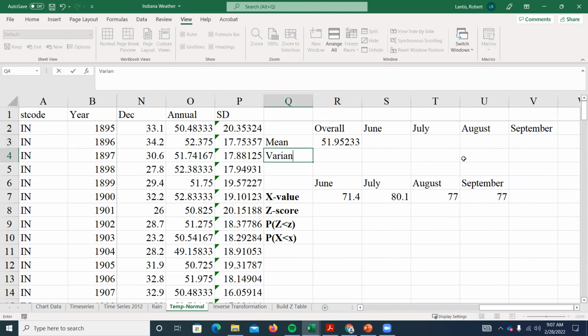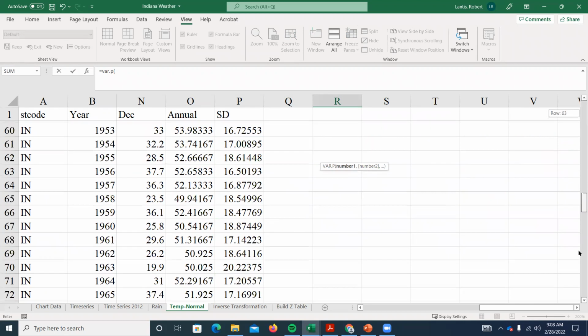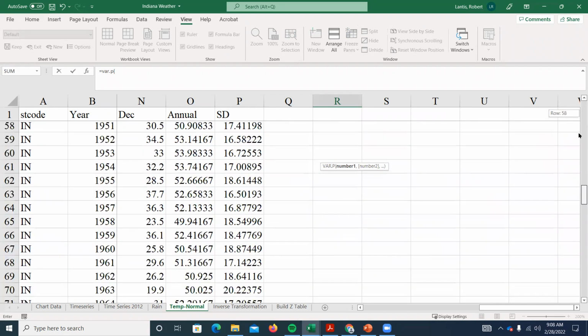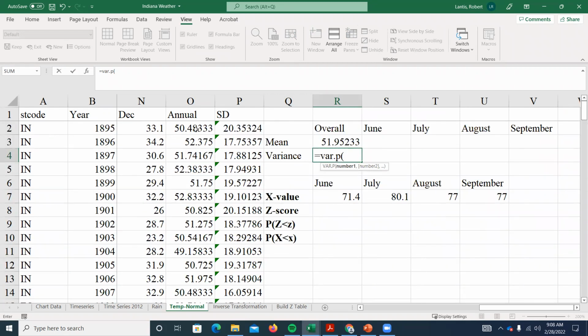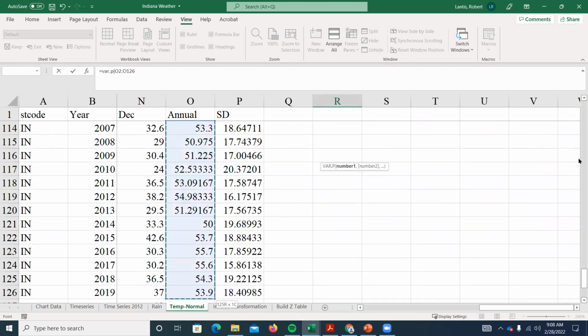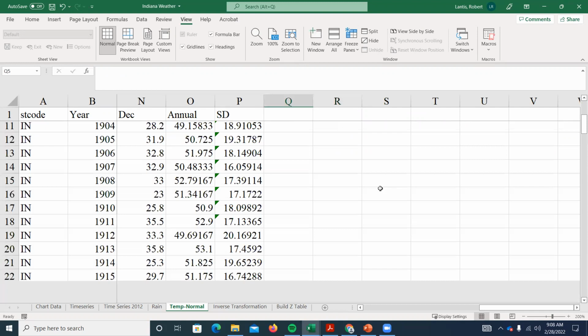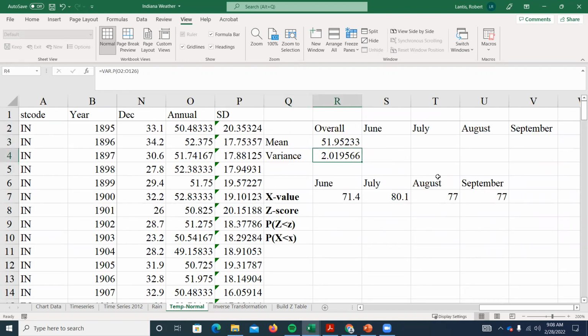Now I can also find the variance, right? I'm going to treat this like it's population data, since it's every year. I think I added some, so it should be not just 2012. Yeah, it goes all the way to 2019. So I can find the variance on the annual temperature by VAR.P, Control Shift, Command Shift on a Mac, hit the down arrow, hit Enter.